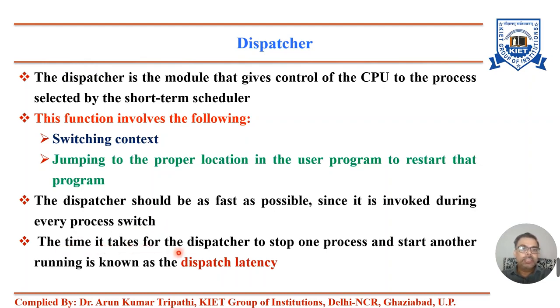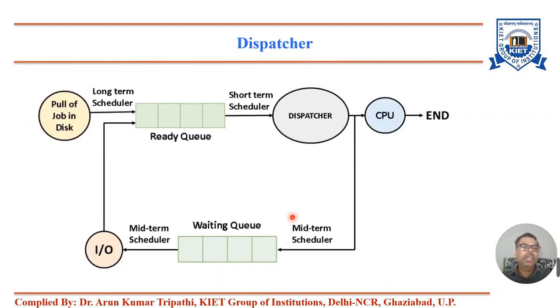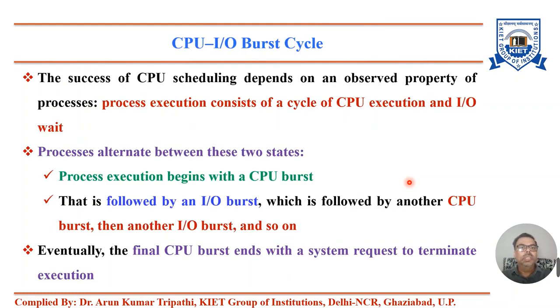The time it takes for the dispatcher to stop one process and start another process is known as the dispatch latency. Means stopping the process, saving the content of the PCB into the main memory, and loading the new process content into the registers. This time is known as the dispatch latency. So this is the diagram that I have already explained.